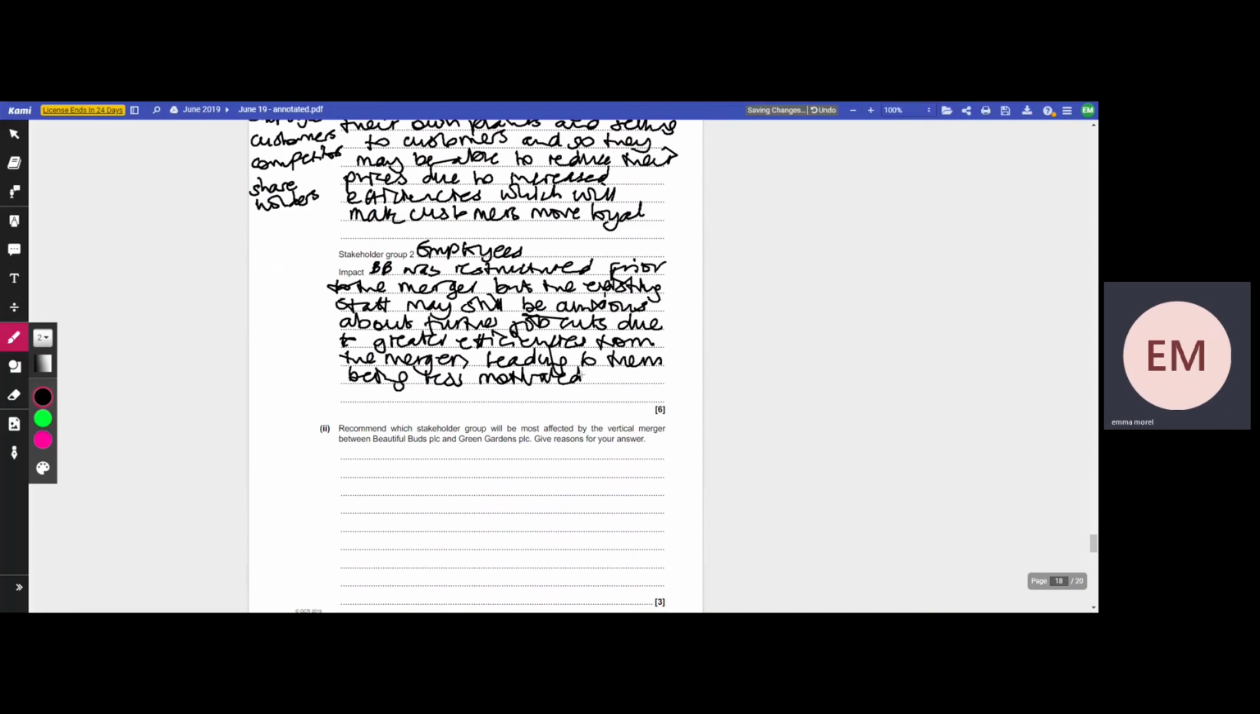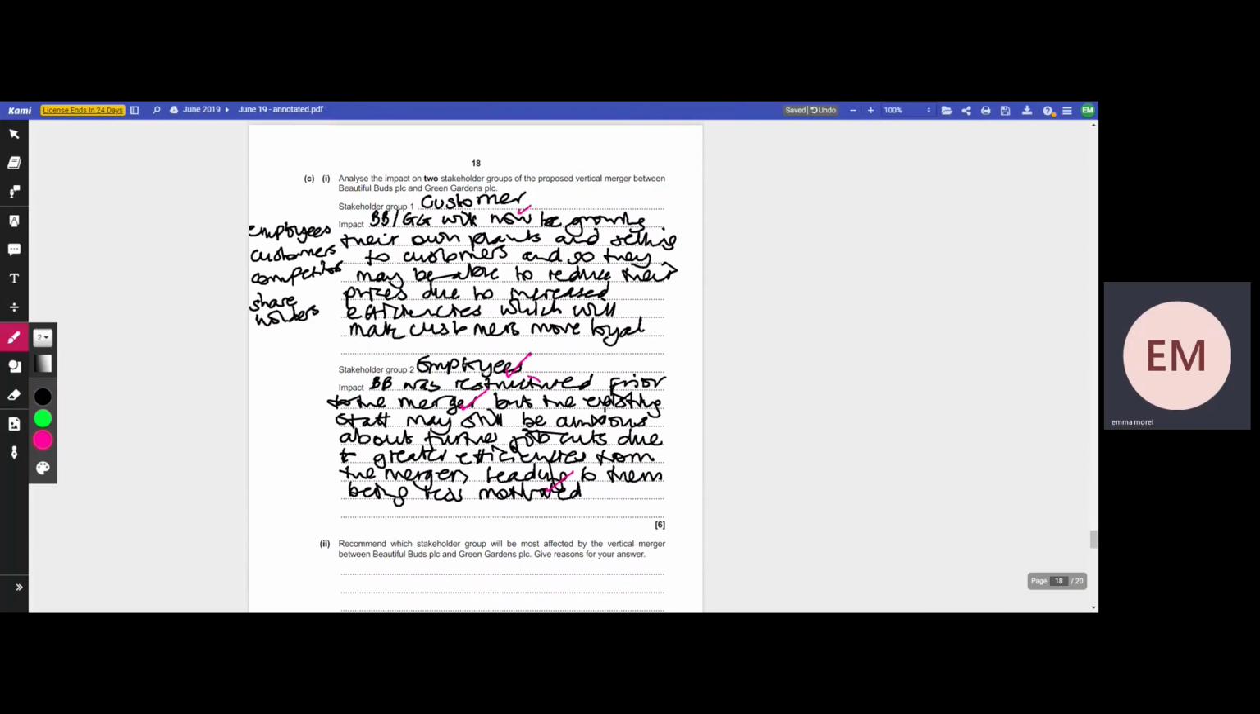Okay, let's just go back. I changed my pen color there, just to go back and see where we're going to get these marks. So we're going to get 1 mark just for identifying the stakeholder. We're going to get our application mark because we've mentioned about being restructured prior to the merger. And then we said that they might then be less motivated. So let's go back up to this one. So again, 1 mark for customer. When they'll be growing their own plants and selling to customers, they may be able to reduce their prices due to increased efficiencies. So prices is going to get my application mark, and then I've just got that one in as well, just to cover my back for my analysis.